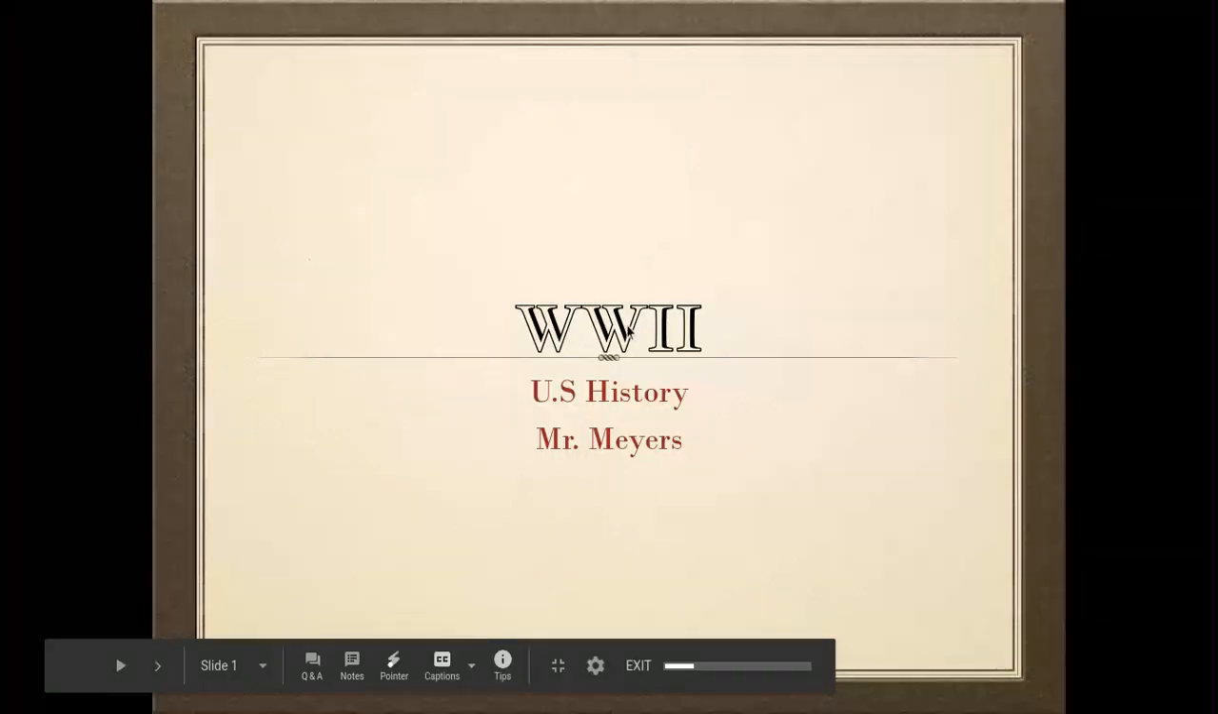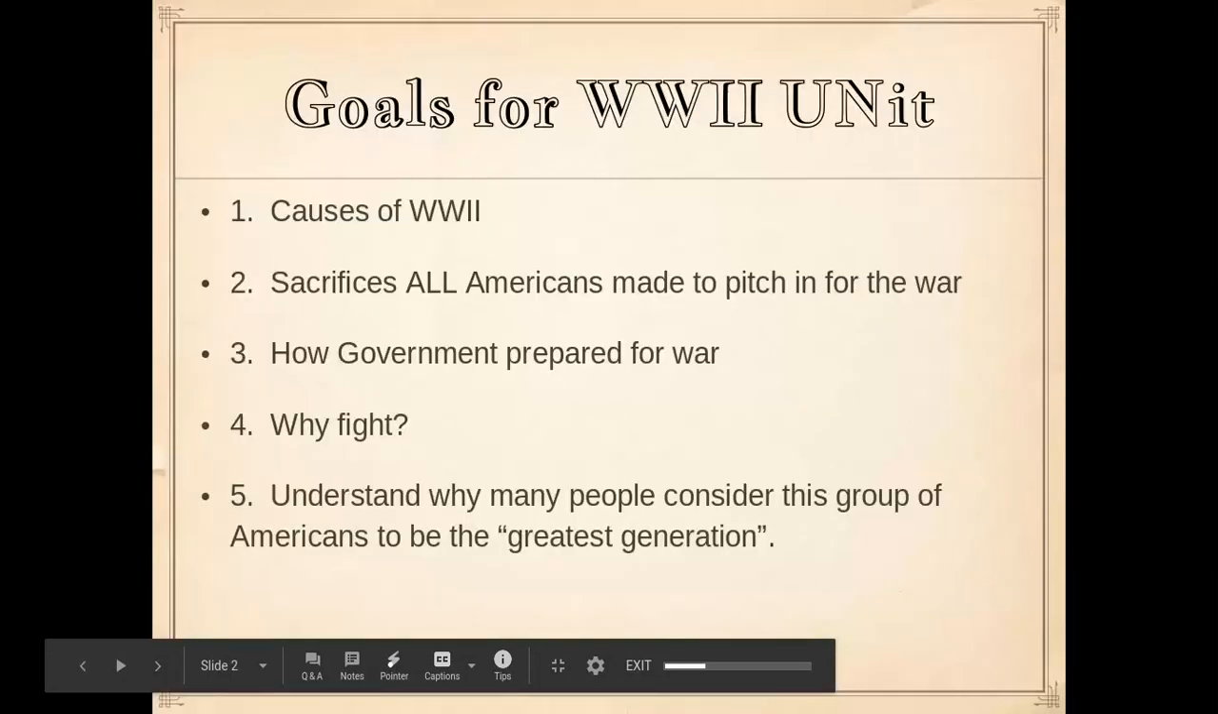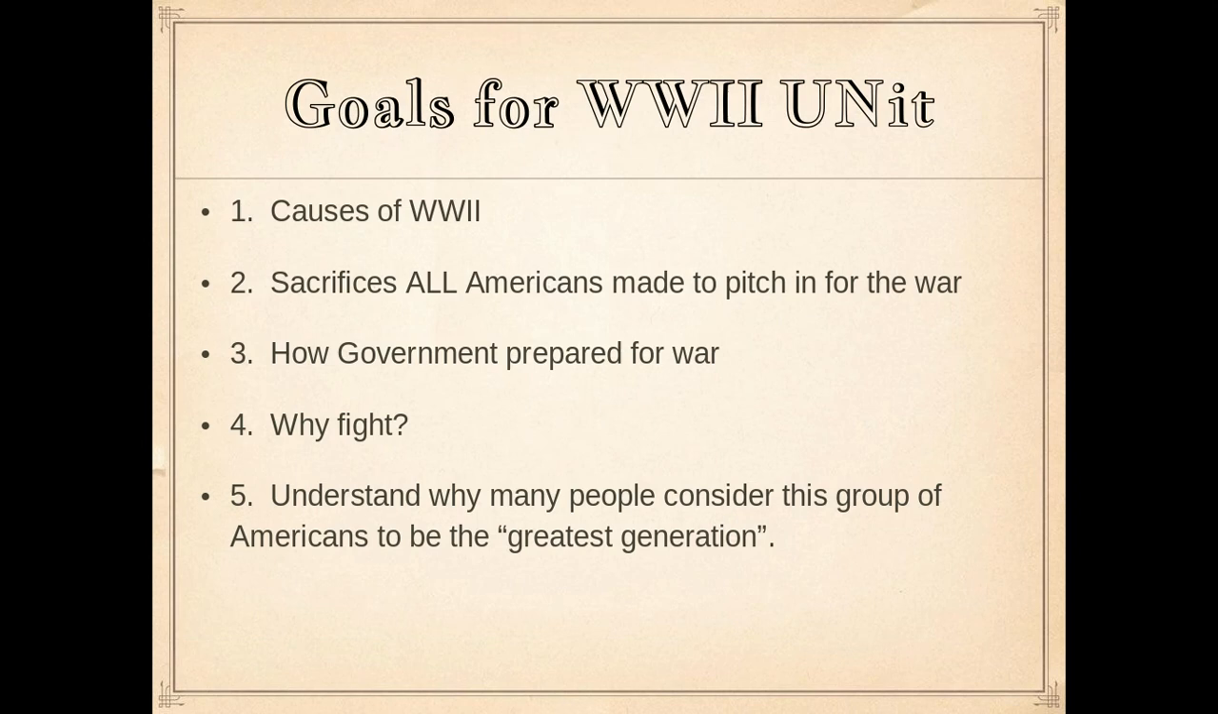So obviously, we're in our World War II unit. Some goals for the unit that we're going to be talking about. One, what were some of the causes of World War II? Pretty complex, a lot of it going back to World War I, as we'll get to. Two, what were some of the sacrifices that all Americans made to pitch in for the war effort? As you'll see, I even tweeted out some things last week. Here at home, it was all about the war.